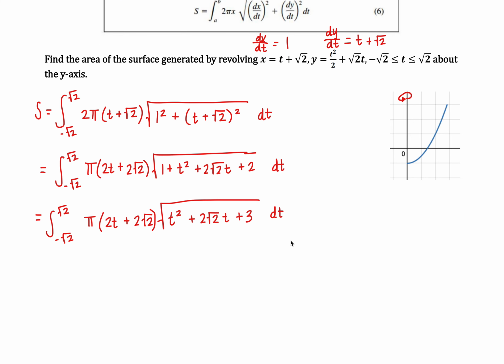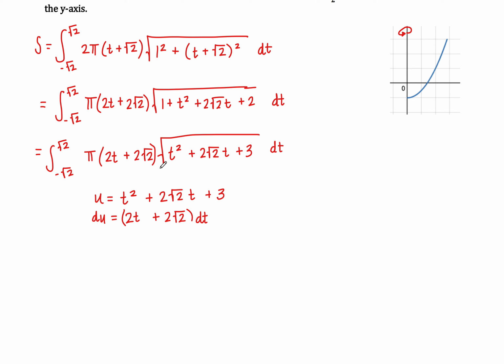So what we need to do now is a u substitution. u is going to equal everything inside that radical. So I'm going to let u equal t squared plus 2 square root of 2 t plus 3. And then du is going to be 2t plus 2 times the square root of 2 dt. And that's why I multiplied through by 2. So we've got everything we need here to do the u substitution. The only thing that's not needed is the pi, which I'll move in front.